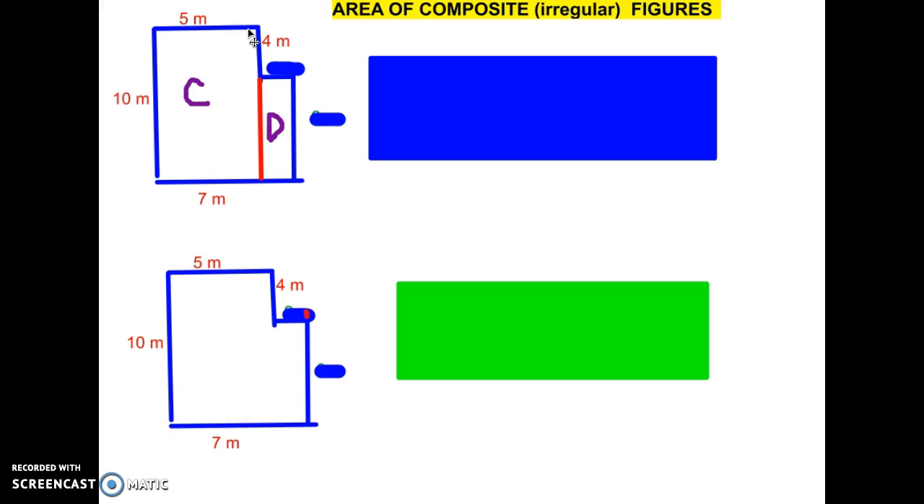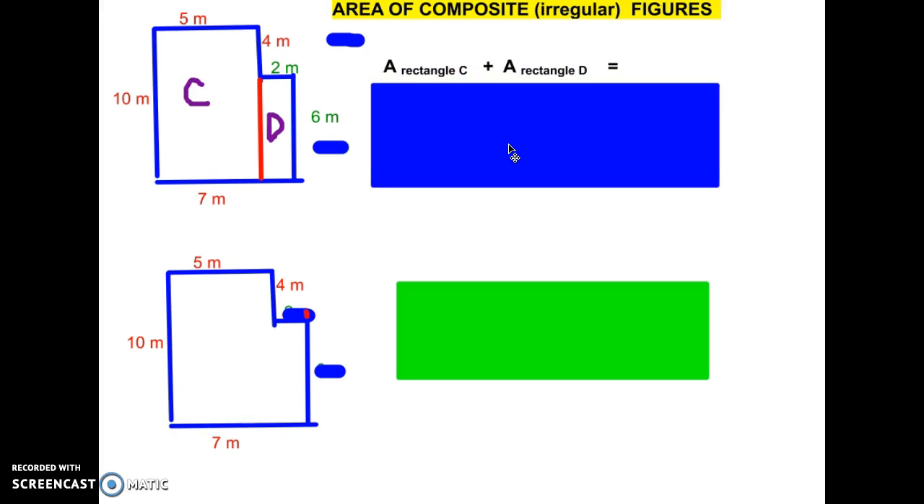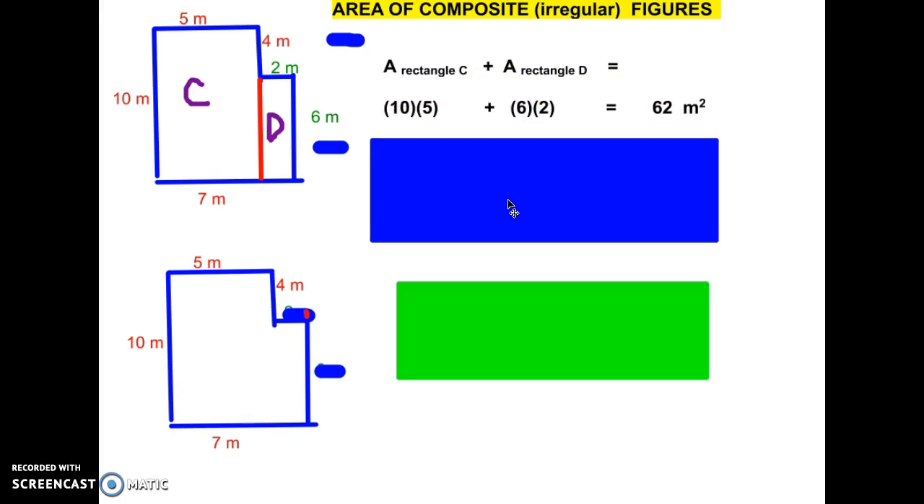Well, we know this is 5, so this is 5 right here, and we know the total length is 7. So 5 plus 2 equals 7. This little part is 2 meters. Similarly, if we look here, we'll see this length is 10 meters. This part is 4 meters, and this part must be 6 meters. So now we can find the area of rectangle D. So the area of rectangle C plus the area of rectangle D would be 50 plus 2 times 6, or 12, giving us a total of 62 meters squared.